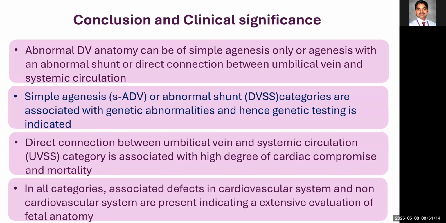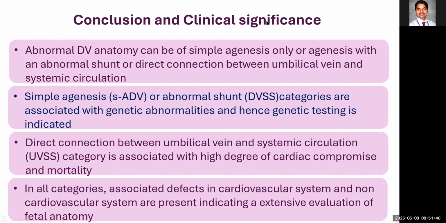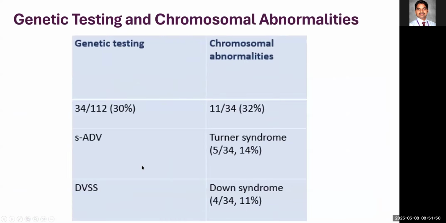This is what we concluded, that simple agenesis or abnormal shunt categories are associated with genetic abnormalities, and hence genetic testing is indicated in all cases. Direct connection between umbilical vein and systemic circulation, that is the UVSS category, is associated with a high degree of cardiac compromise and mortality. In all categories, associated defects in the cardiovascular system and non-cardiovascular system are presenting, indicating an extensive evaluation of fetal anatomy. In all categories, associations are present, but not in all cases. Okay. Yes, sir.